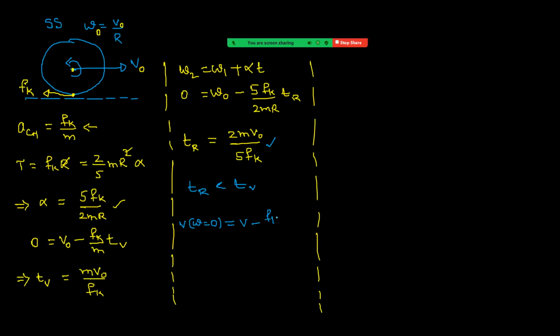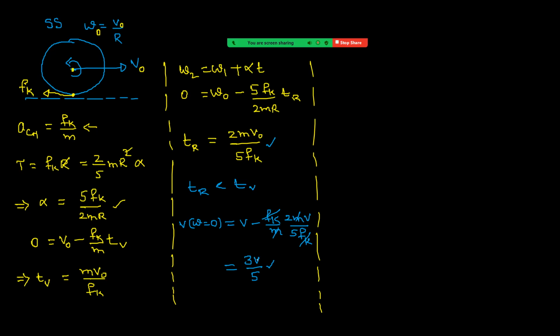f_k by m into the t value. At this time, omega becomes 0, so I'm taking that here: 2mv naught, where v is given in the question. So I have taken t as 2mv upon 5f_k. f_k cancels, m cancels. Remaining is v minus 2v by 5, that is 3v by 5. This is the velocity when omega becomes 0.